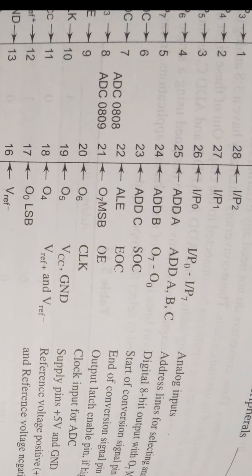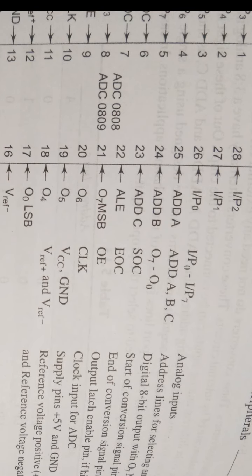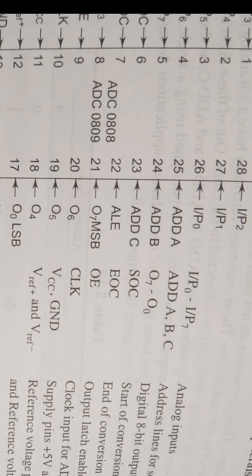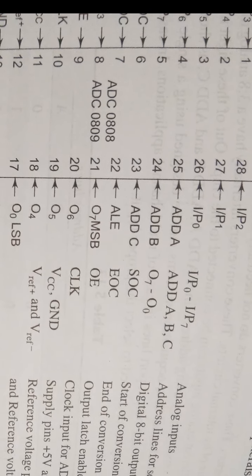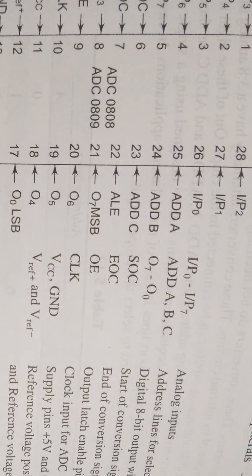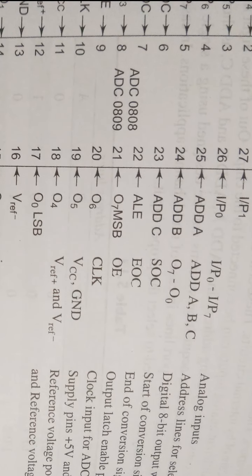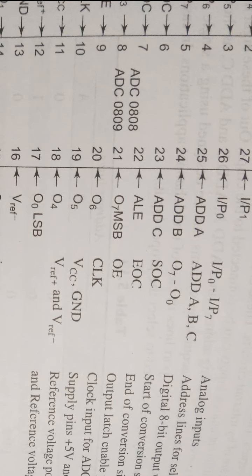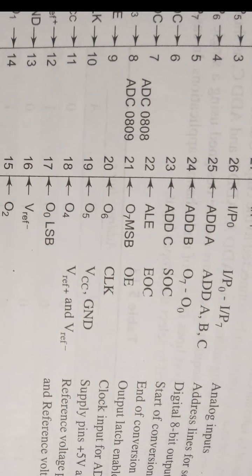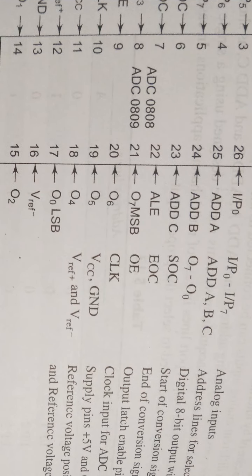The output latch enable pin is there, and the clock input for the ADC is given. The supply pin is +5 and the ground pin is there, and then the reference voltages V reference plus and V reference minus. Pin number 12 is V reference plus and pin number 16 is V reference minus. V reference plus is 5 volts maximum, and V reference minus is 0 volts minimum.